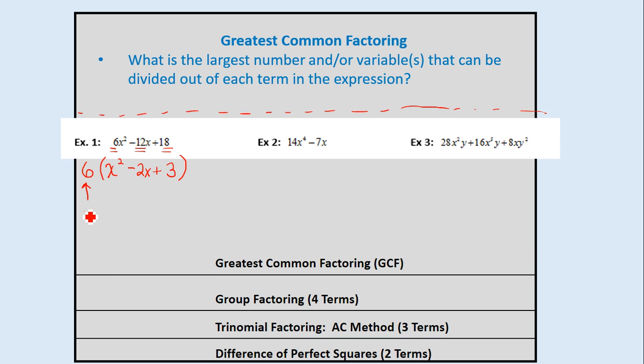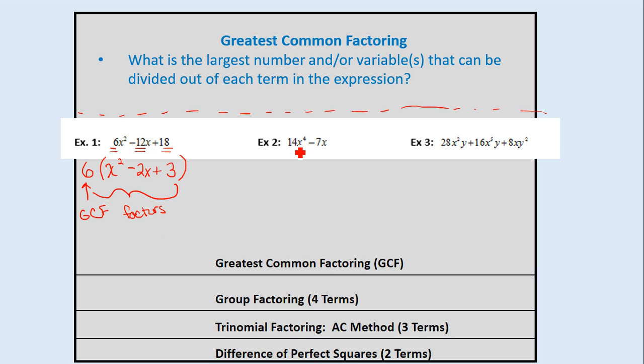The 6 is the greatest common factor that we divided out, but both of these together make up the factors that get multiplied to make that expression, or that could get multiplied to make that expression. Okay, let's look at example 2 here.